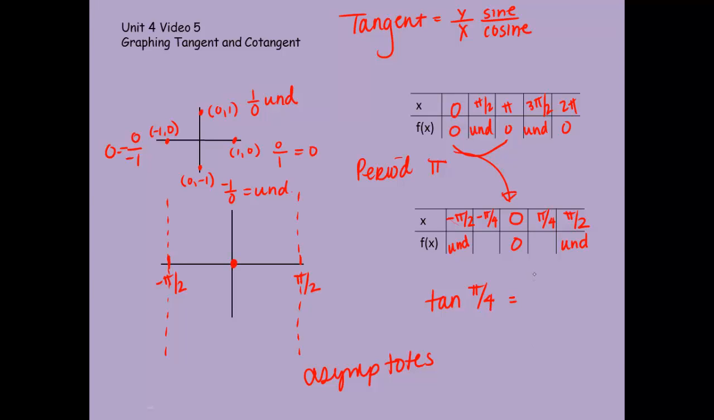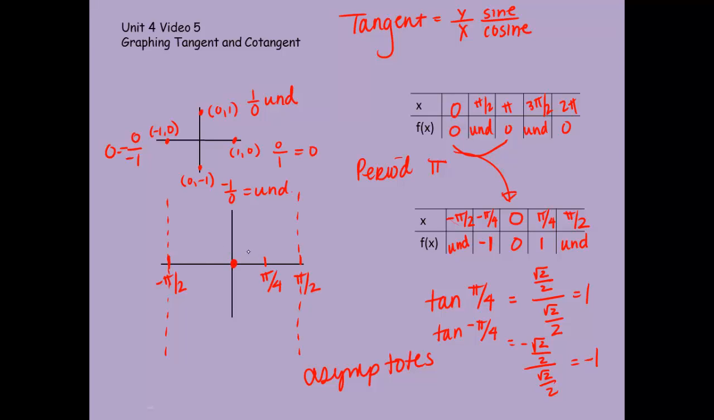Tangent of pi over 4 is root 2 over 2 over root 2 over 2, or positive 1. The tangent of negative pi over 4, which is in our fourth quadrant, where we know that our sine value is negative root 2 over 2 over positive root 2 over 2, or negative 1. So this is where these values come from. And that gives us a little bit more to graph.